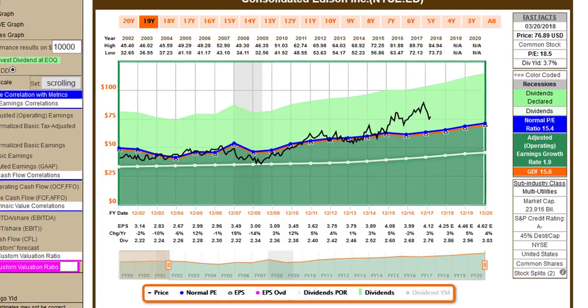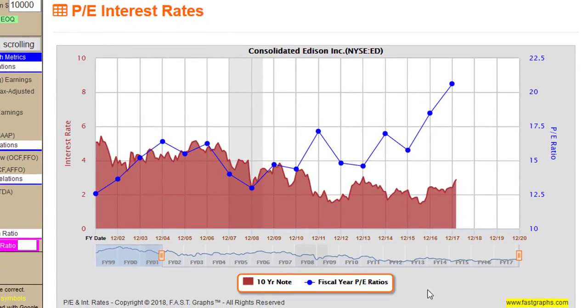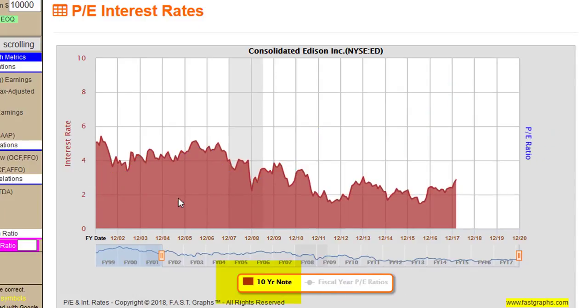Now, when I go down to the PE to interest rate graphs, you get a very interesting analysis. In theory, what you have here, first of all, is the 10-year note. So if you just run your mouse along this red line, it will tell you what the 10-year Treasury note was paying on such a date. And here we have March 31st of 2004. Interest rates were 4.66. Now you can see the interest rates have steadily dropped. There's always some volatility. They began rising again in 2016.